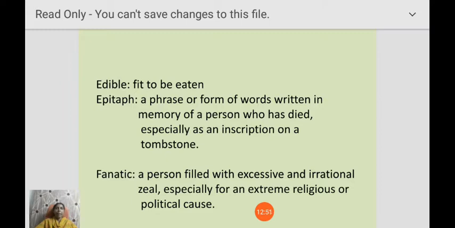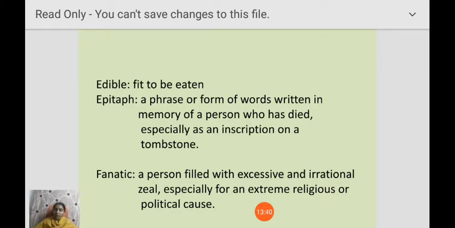Epitaph. A phrase or form of words written in memory of a person who has died, especially as an inscription on a tombstone. Now, what did you understand by this? It's a group of words written on the tombstone.